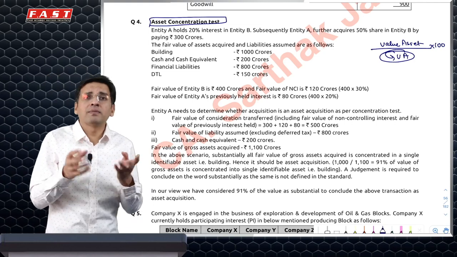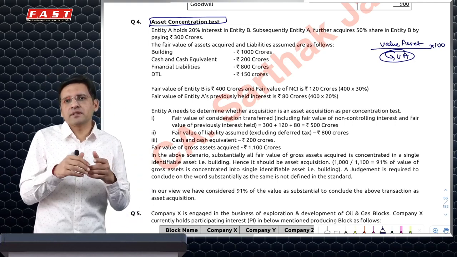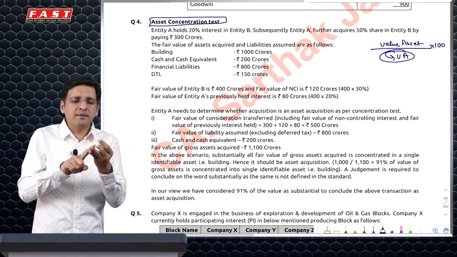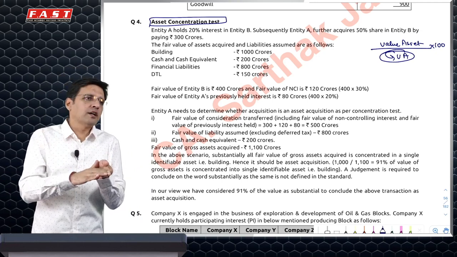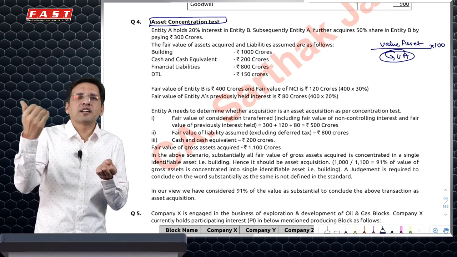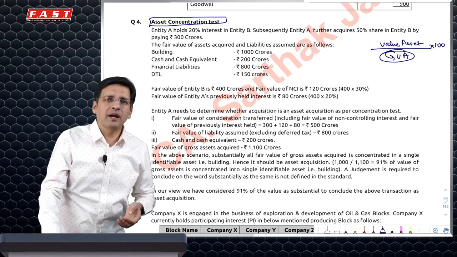This is the total value plus all the liabilities which I have taken, because PC plus NCI is nothing but net assets plus goodwill. So if I add liabilities to it, I will get total assets instead of net assets. So I'll add all my liabilities.